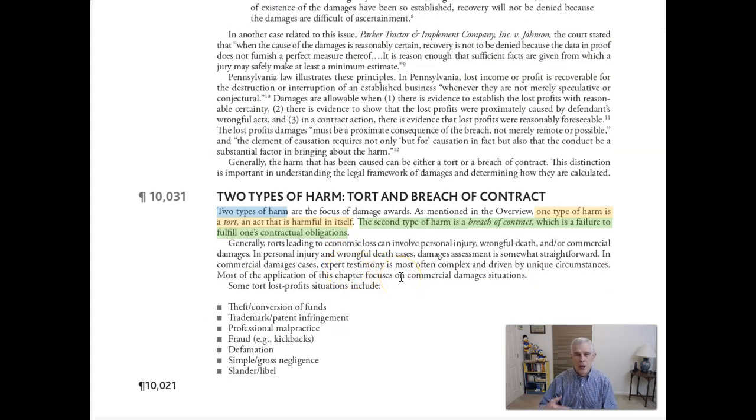Let's talk about 2 types of harm. There is tort and breach of contract. Now, the first type is tort. That's a harmful act itself. So an action took place by a party and it hurt the other party, right? So there was an actual action that took place. The second type of harm is breach of contract, which could be called a failure of action. So it's the failure to fulfill one's contractual obligations. We had a contract. I did not do my part of the contract. Therefore, the other party might sue me. Look at the next page.